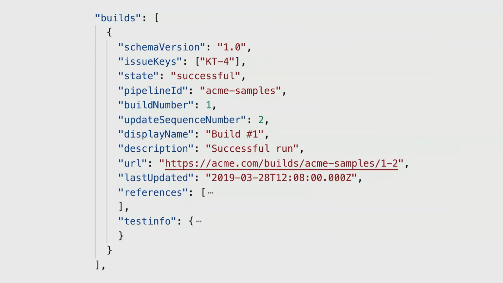And then we have here the display name, the description, the URL. And this information is what we use to render the display and what we use to index into Jira for JQL search.